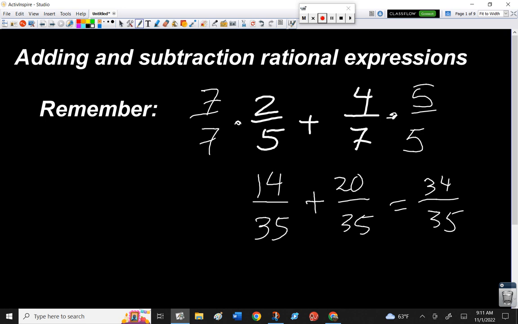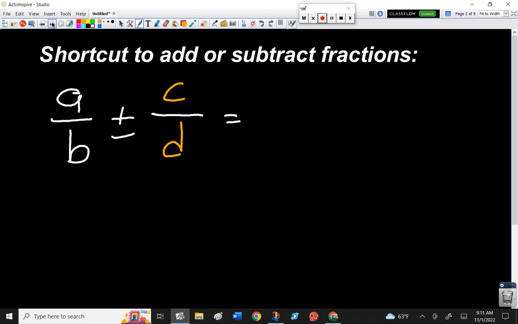And that will be our final answer since this is a simplified fraction. Now, fast forward to what we're doing now. We're going to do something very similar. However, I'm going to give you a shortcut to help you out. I think I already talked to you about this shortcut, ladies and gentlemen. Essentially, what we're doing is adding or subtracting two fractions. Let's say a over b plus or minus c over d, where the plus or minus just means I could be adding or I could be subtracting. Here's what we would do.